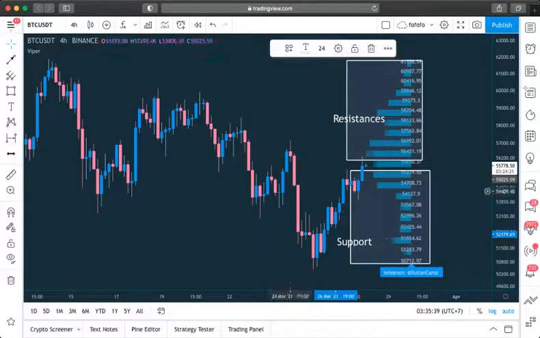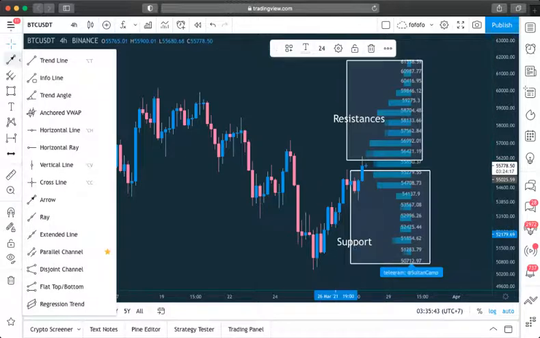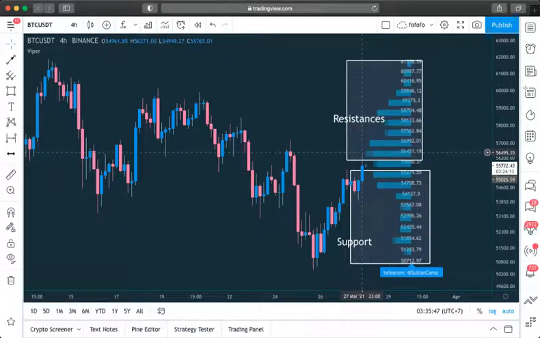Each bar has a different size. We can see here some bars have a bigger size than others. The smallest bar size means weak resistance or weak support. The bigger bar size means strong or strongest.